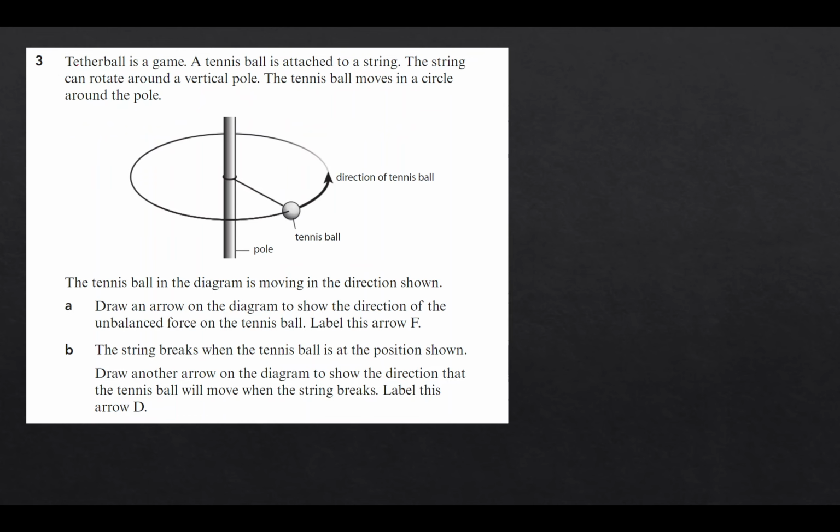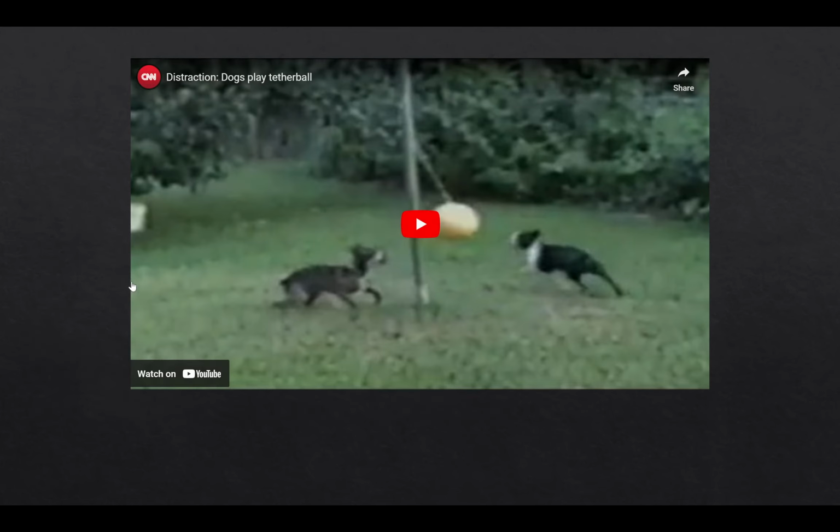Let's look at this question. Tetherball is a game. A tennis ball is attached to a string. The string can rotate around a vertical pole. The tennis ball moves in a circle around the pole. The tennis ball in the diagram is moving in the direction shown. Draw an arrow on the diagram to show the direction of the unbalanced force on the tennis ball. Label this arrow F. So for those of you who don't know what a tether ball is, I'll show you a small video with which you can understand.